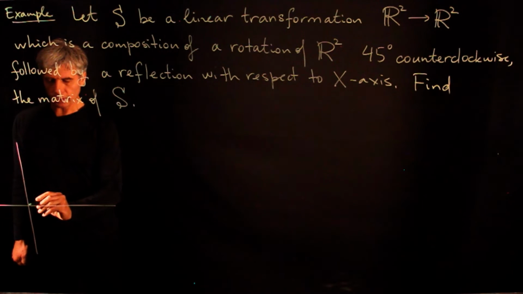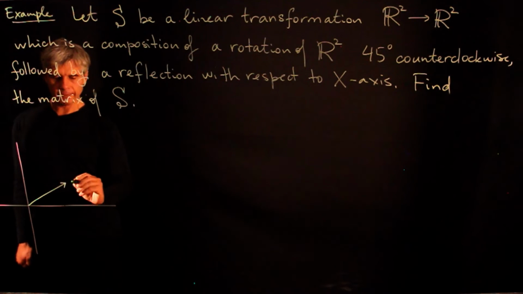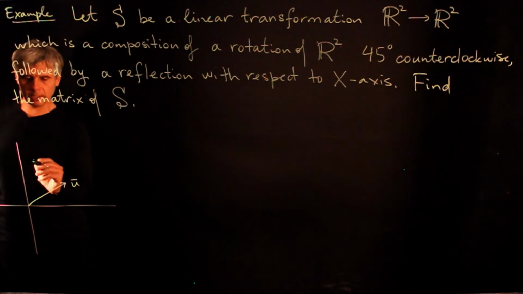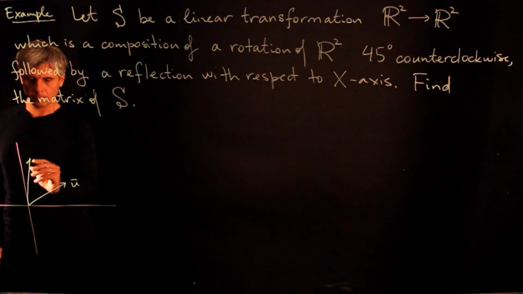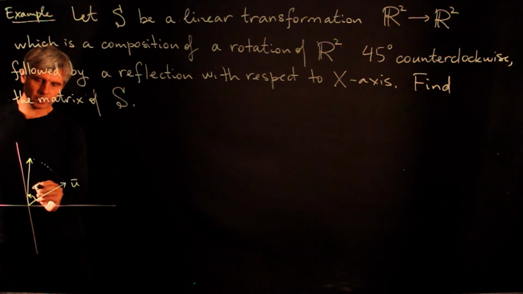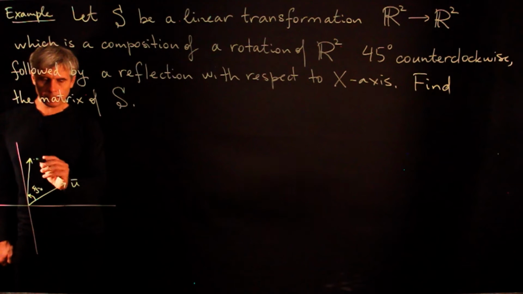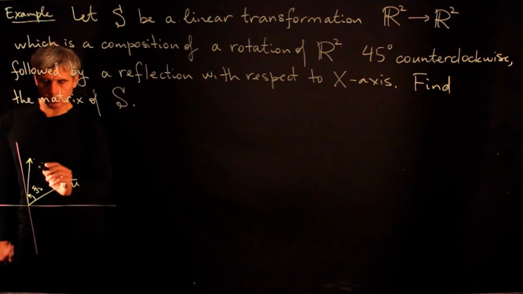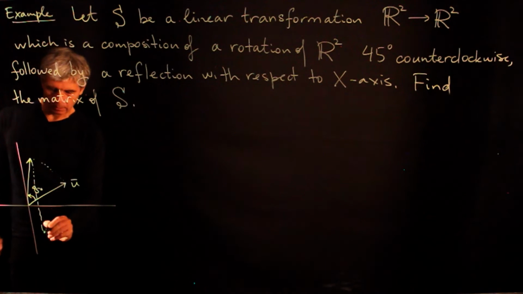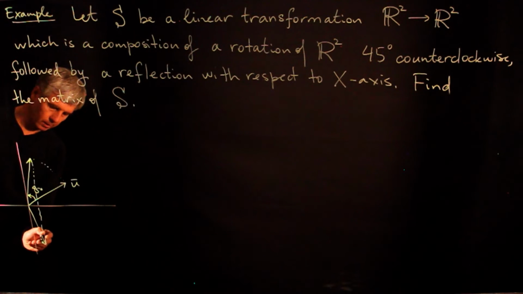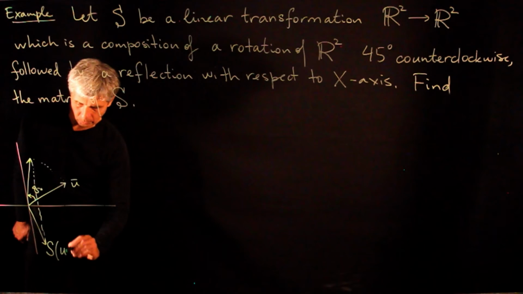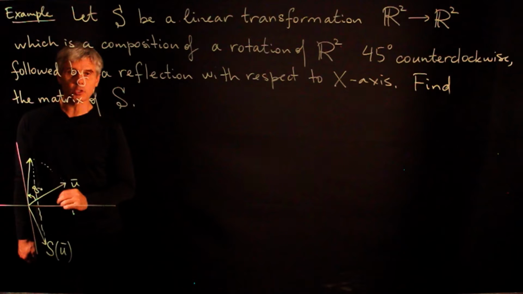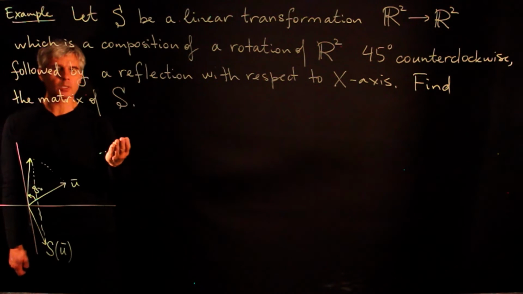So the geometry of this transformation is the following. We take some vector u, and first we rotate this vector by 45 degrees. So this is a 45-degree angle rotation. And then after this, we reflect the result. We take the mirror reflection with respect to the x-axis. And then we get this vector here. And this is S of u. So this is our transformation. First, we rotate 45 degrees, and then we take the mirror image with respect to the x-axis. We need to find the matrix of this transformation.